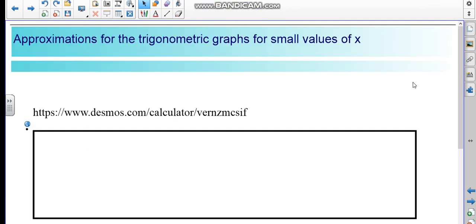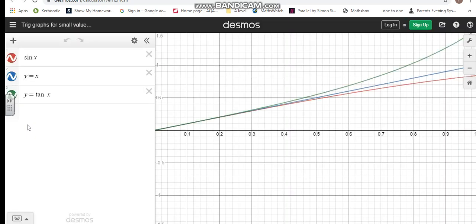So today's lesson is looking at approximations for trig graphs for small values of x. I'm going to start by looking at the trig graphs, so let's get those up quickly. Okay, so I've got all three trig graphs there. I'm just going to get rid of two of them, so we've just got y equals sine x.